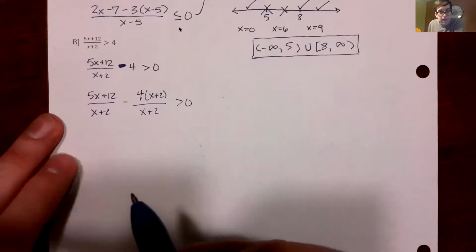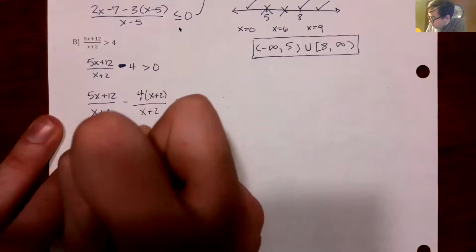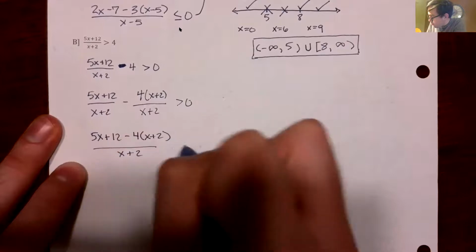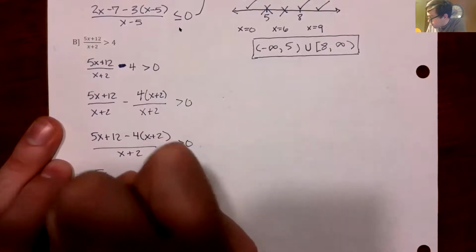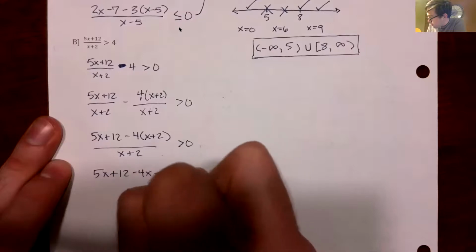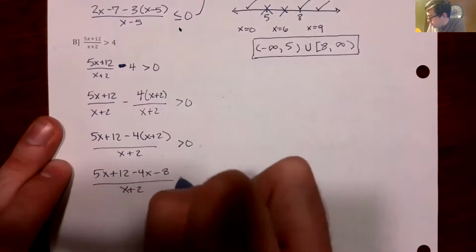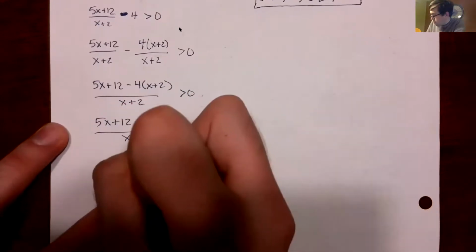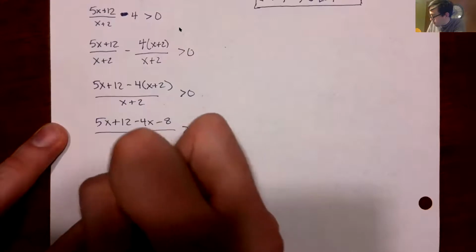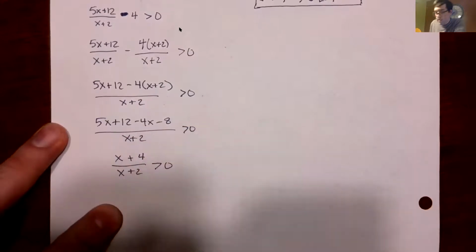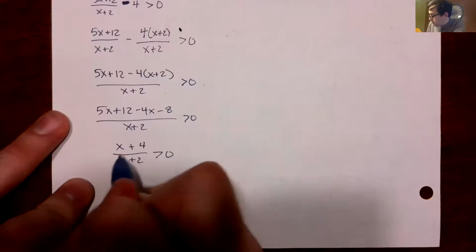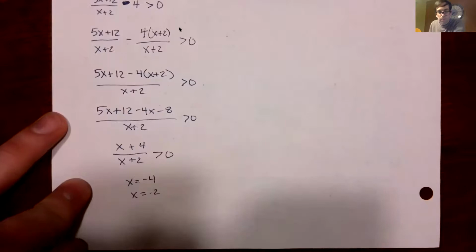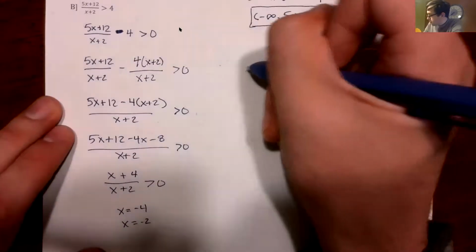So then we have 5x plus 12 minus 4 times x plus 2 all over x plus 2. So we have 5x plus 12 minus 4x minus 8 all over x plus 2. And 5x minus 4x is x. 12 minus 8 is positive 4 over x plus 2. And so our critical number from the top is going to be negative 4, and from the bottom is going to be negative 2. So now I'm going to make my sign chart.